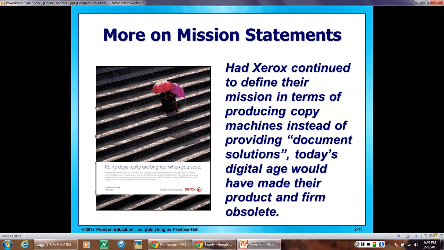This is just a fact. Xerox was for many years the leader in business, and I think this statement is very true. Had Xerox continued to define their mission as copy machines instead of providing document solutions, that's a whole different focus. Probably they would not be around had they not refocused what they were doing. So that's just an example of how important that mission statement is.